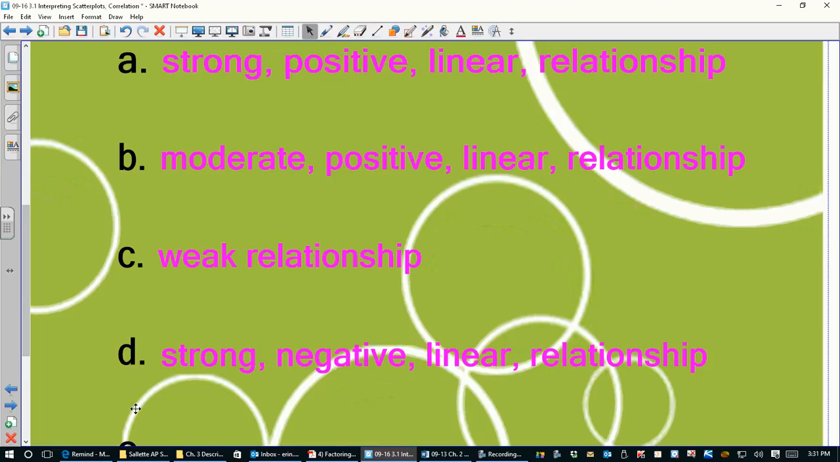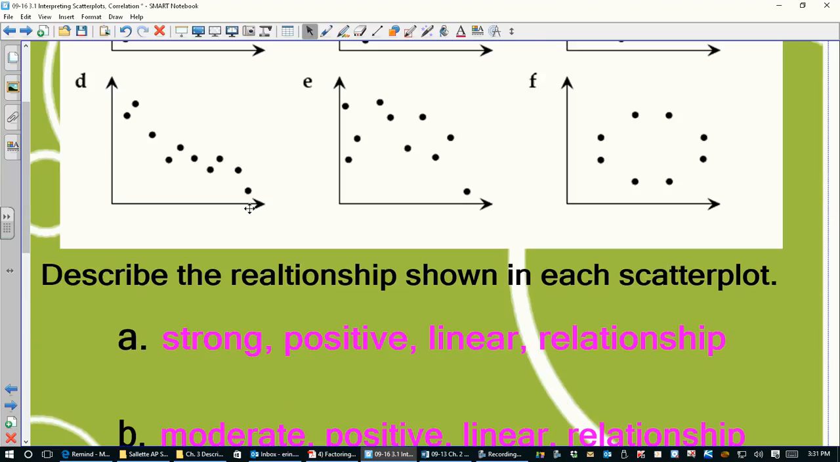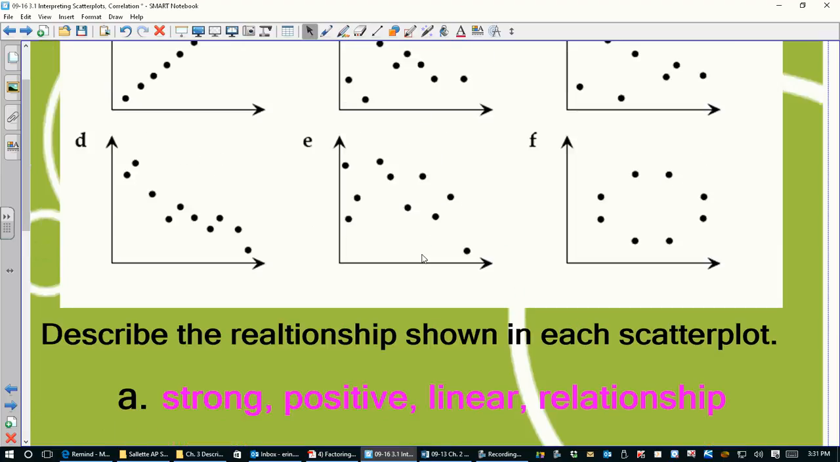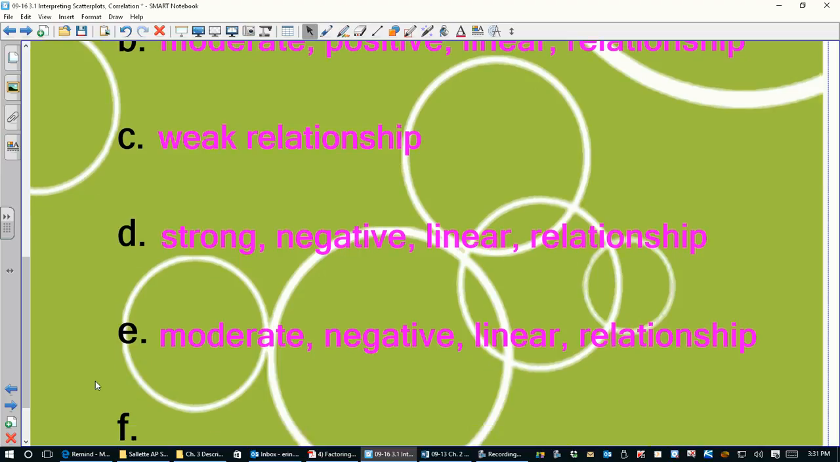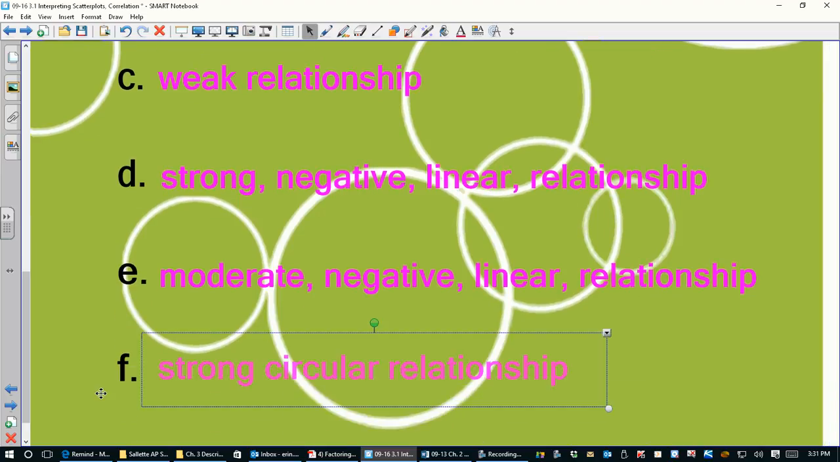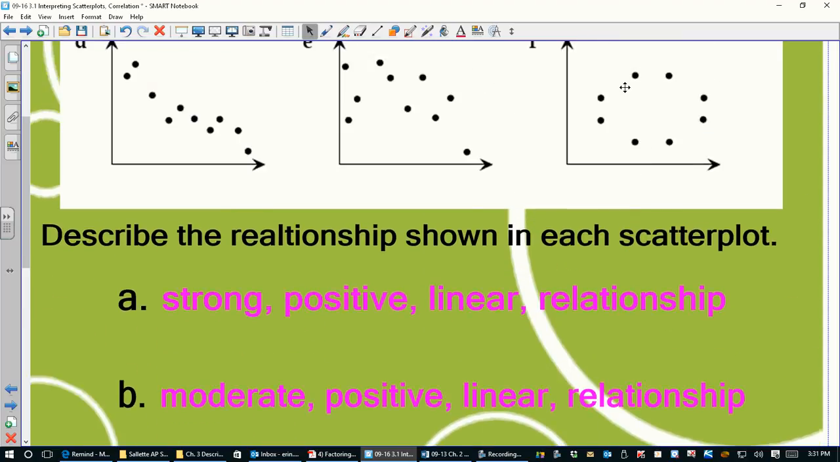D is a strong negative linear relationship. This is strong. It doesn't have to follow a straight line in order for it to be considered strong. It's very close to a linear pattern here, so it would be considered strong. E would be a moderate negative linear relationship. And F, it's pretty strong, but it's a circular relationship. It's very circular in shape. However, it's probably not likely that you will see something that looks like that.